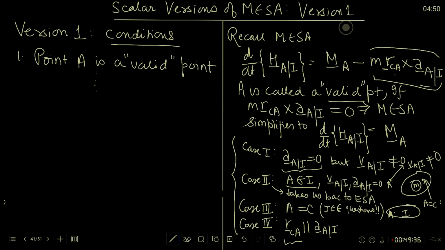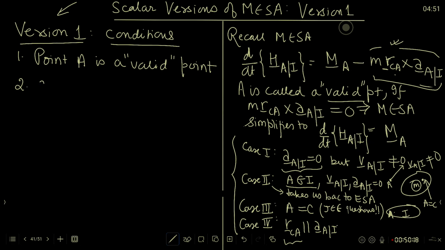Coming back to the left side of the screen, I am trying to get scalar versions of MESA, and in this case I am saying that point A is a valid point. Of course, this extra term is not going to appear. Second condition where version 1 will be applicable. I will derive that version, but I am putting the conditions up front. What is the second condition?